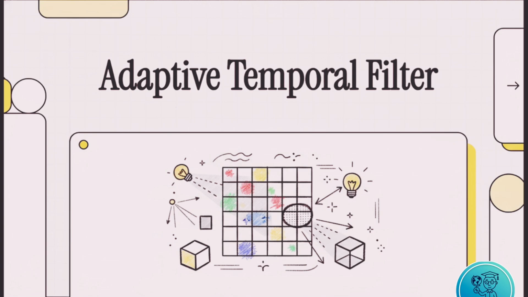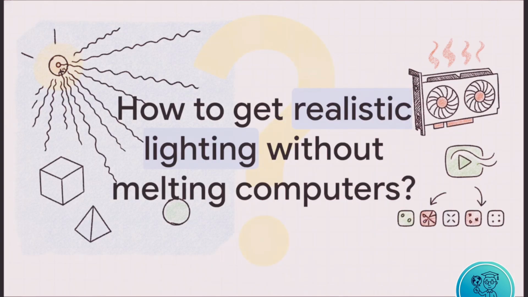Let's get into it. Okay, so here is the million-dollar question we have to start with. How do we actually achieve this insane level of realism in real time without our hardware literally catching fire? To answer that, we've got to talk about path tracing. Now, path tracing is amazing. It simulates the actual physical behavior of light to create those stunningly realistic scenes we all love.